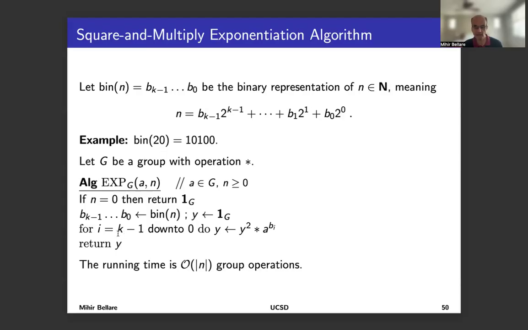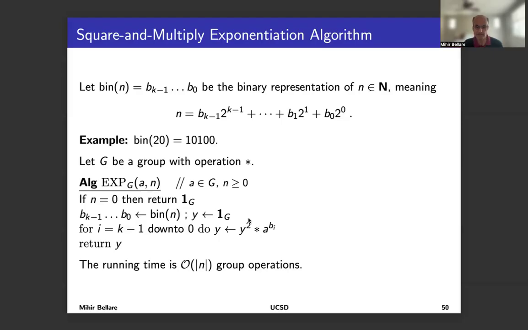We start from the most significant bit, so it goes backwards from position k minus 1 down to 0. And at each stage, we take our variable, square it, and multiply by a to the power the current bit in the binary expansion. And the little example we saw earlier says that this will work.